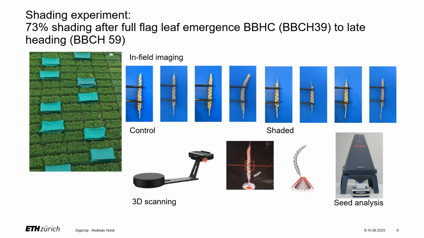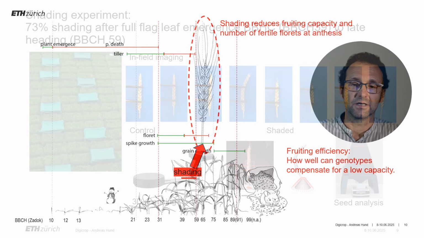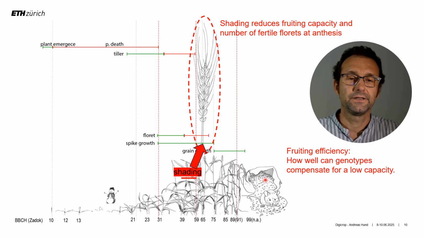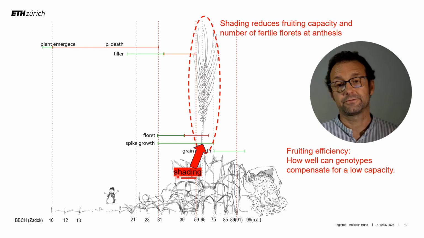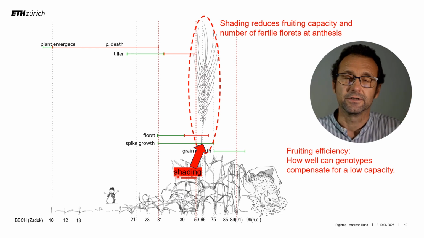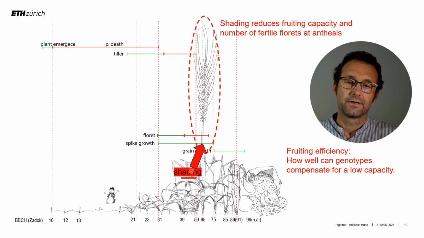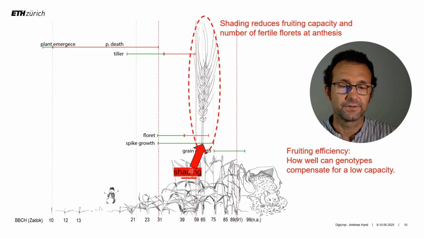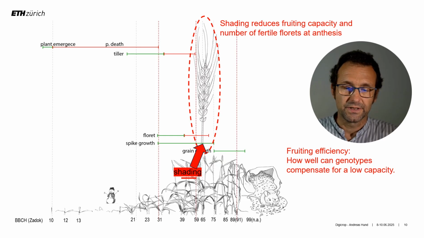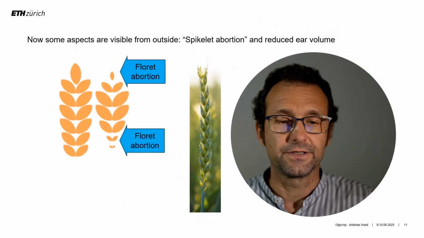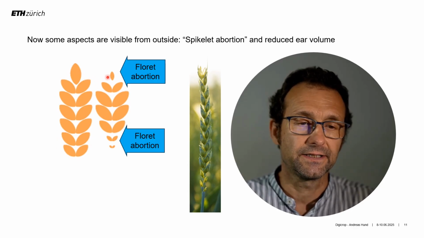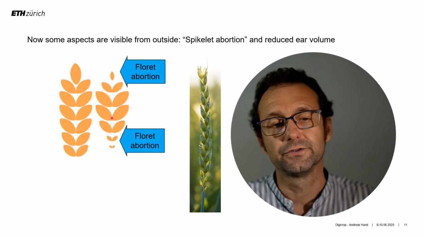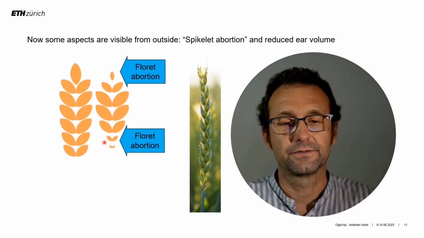So this is the scanner, but in the end we also did a seed size analysis. What Jonas did here was a shading treatment from the flag leaf stage, that is when the last leaf is fully developed in the canopy, until heading, that means until the time when the spike comes out. That was during an intensive phase of growth. And what you can see here is that there was a reduction in spikelets, and the spikelets were mainly reduced at the proximal and distal end of the spike.